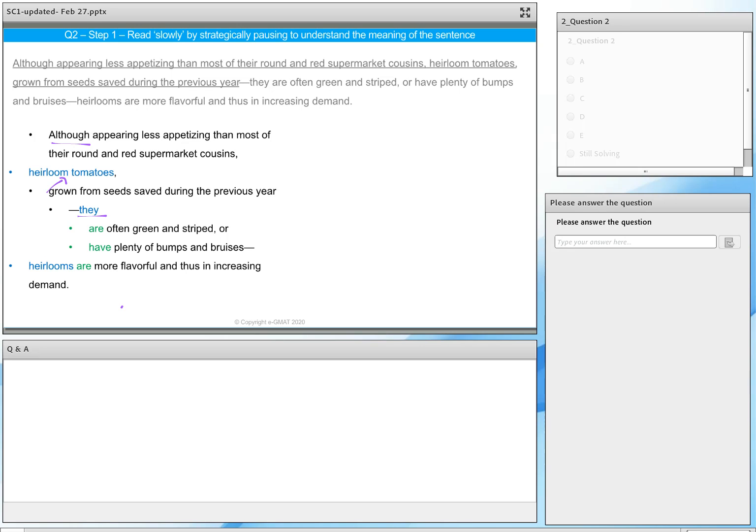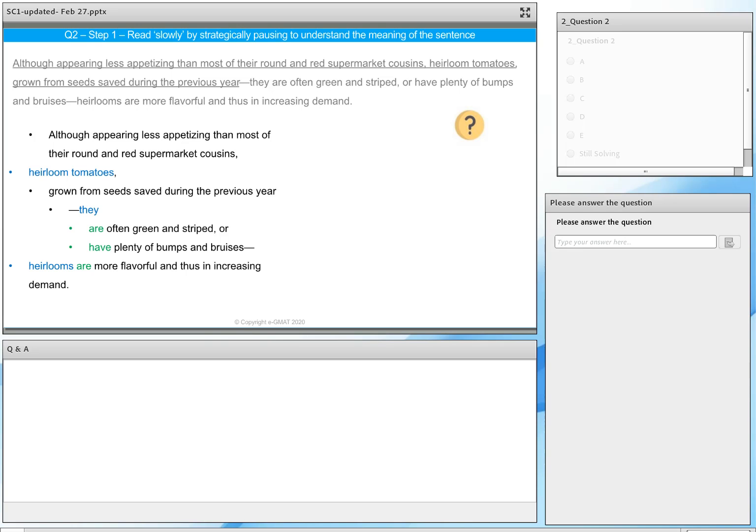I always make note of my pronouns and antecedents as I'm reading through a sentence, making sure things are connected properly. So they referring to heirloom tomatoes here. So they are often green and striped or have plenty of bumps and bruises. Okay, so this is providing me information about these heirloom tomatoes. Heirlooms are more flavorful and thus increasing in demand. Okay, so lots of information about heirloom tomatoes. So we're going to keep moving on.